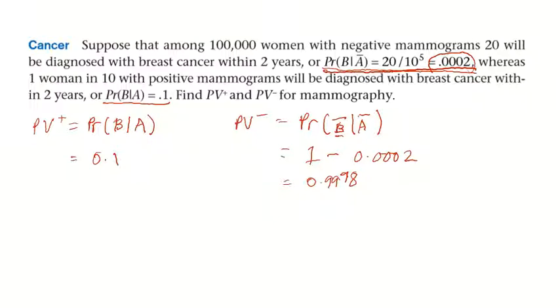So, based on these results, we can see that if the mammogram is positive, there is a 10% chance of developing breast cancer for that woman. But if the mammogram is negative, that woman is as good as saved from breast cancer for the next 2 years, because there is a 99.98% chance of not having breast cancer.